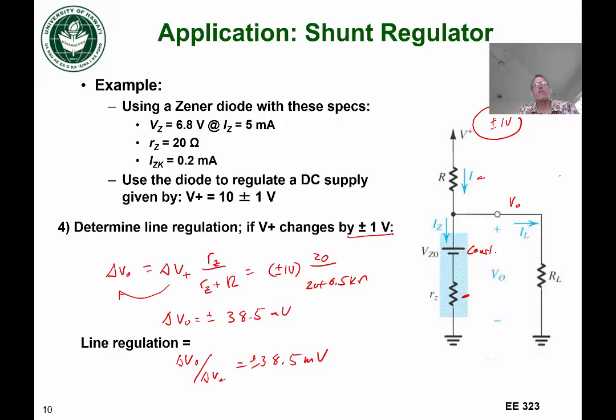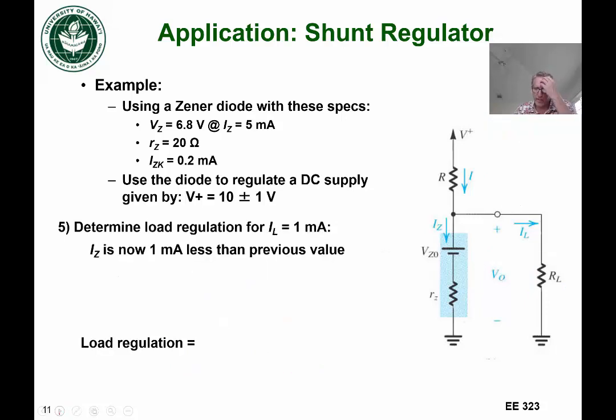By the way, it's called a shunt regulator because the load here, this RL, is in parallel, or it's shunting the Zener diode. Or you could say the Zener diode, the regulator, is shunting the load. Okay, so that gives us the line regulation. And now we can move on and determine what the load regulation is.